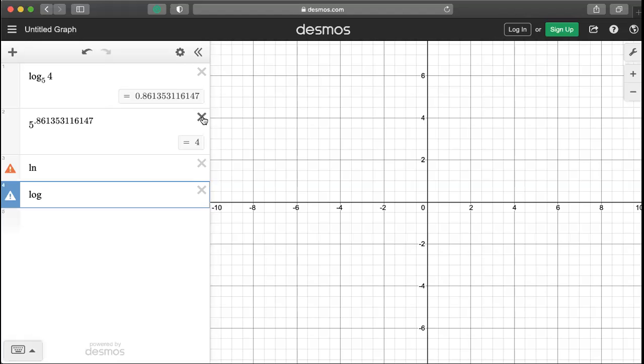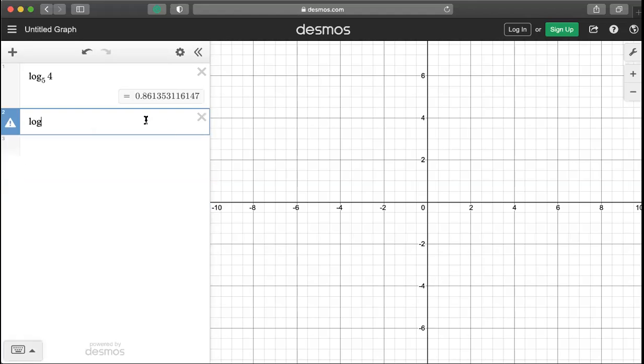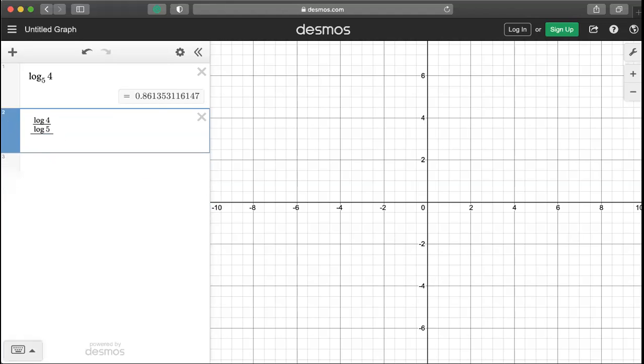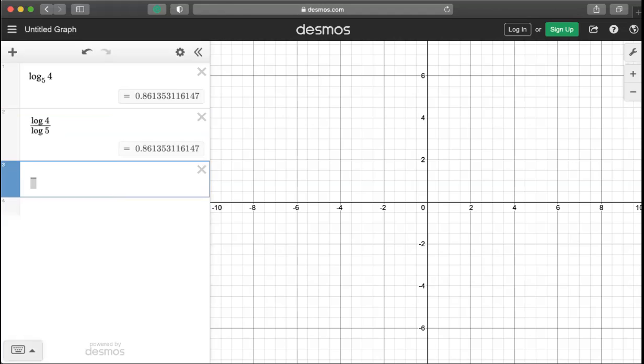So let me switch over just to prove it to you. So we said this was the answer. So if we do log of 4, so make sure, let me do it like this, division sign. So on the top, log of 4 divided by log of 5. I got the same thing. And if I do it here, ln of 4 divided by ln of 5, I get the same thing. So that's a way, if your calculator cannot handle something like this, to get around it.